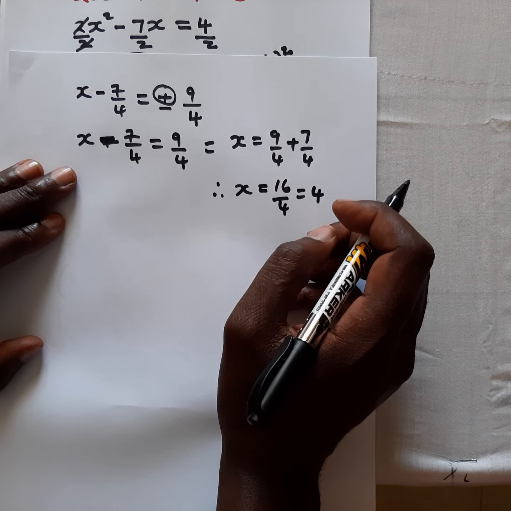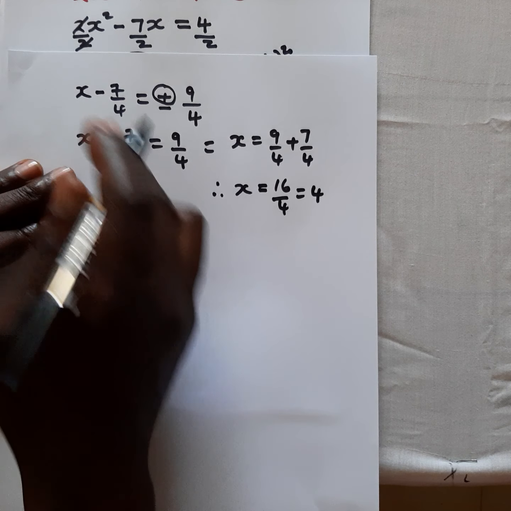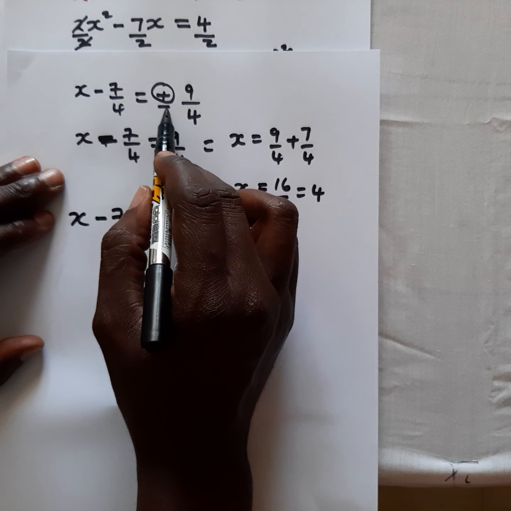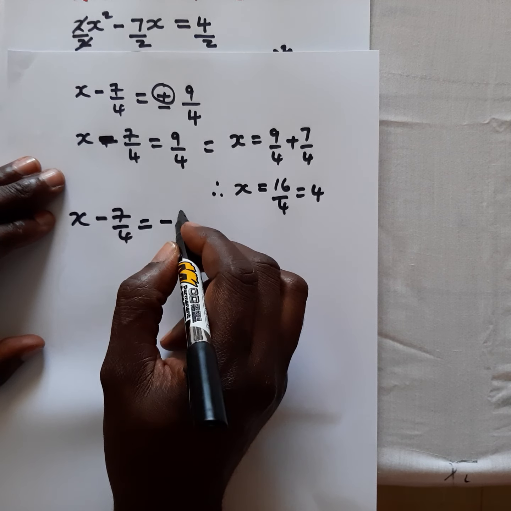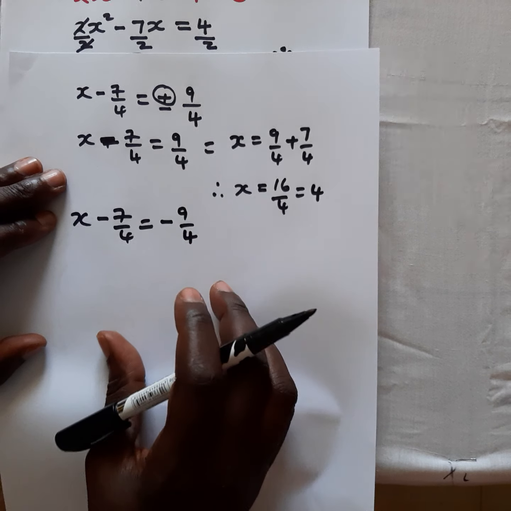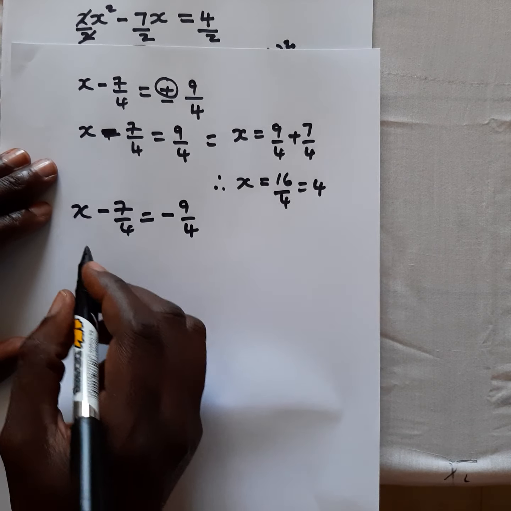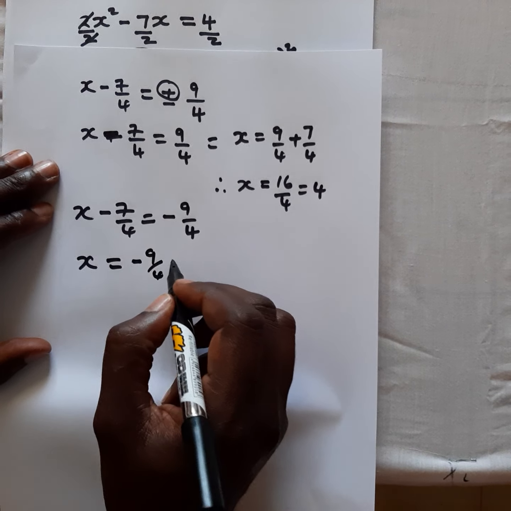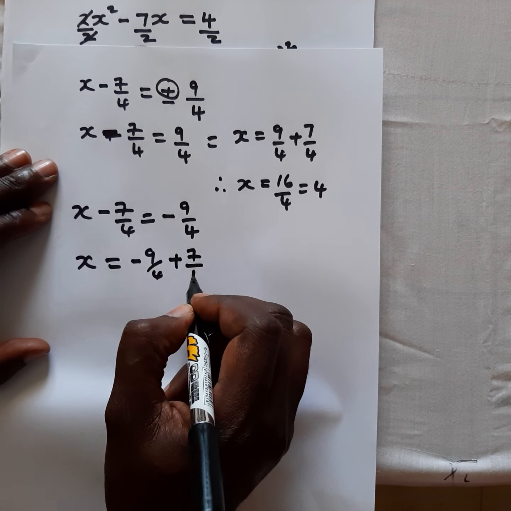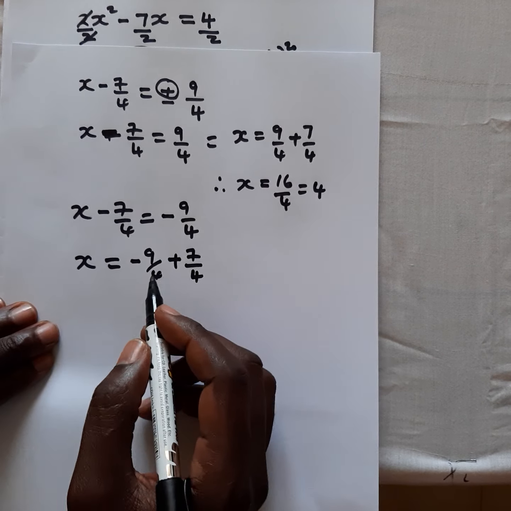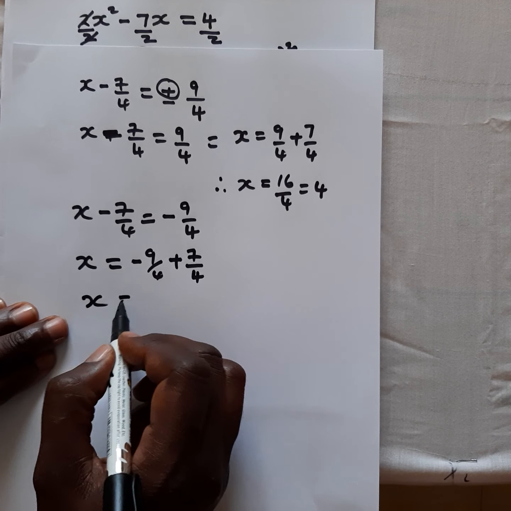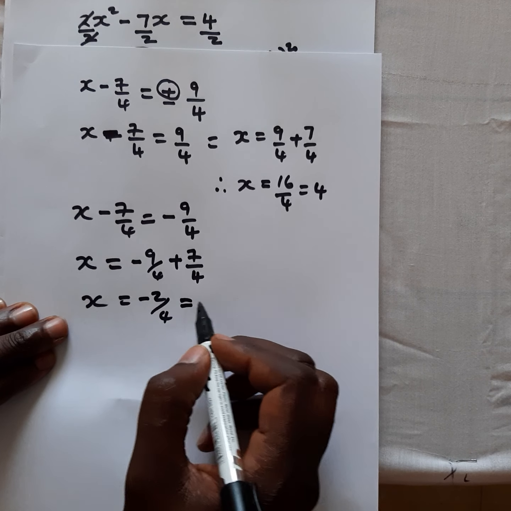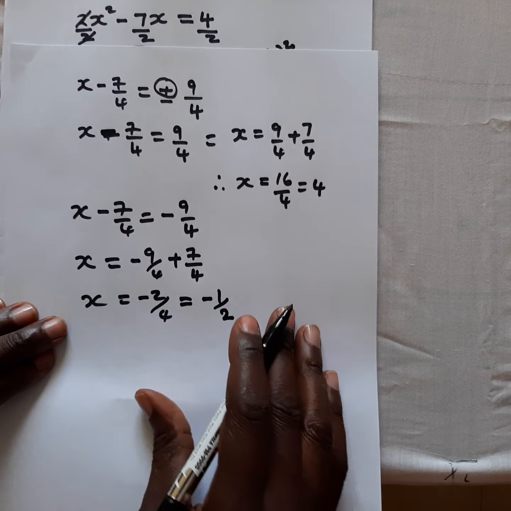We can find the other value of x from this. So we have x minus 7 over 4 equals, now we take the negative part, that is negative 9 over 4. Then you can find the value of x equals negative 9 over 4 plus 7 over 4. In this case we have x equals negative 2 over 4. If you simplify, you will get negative 1 over 2.